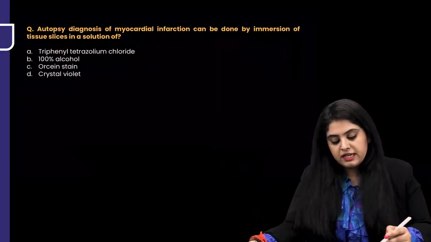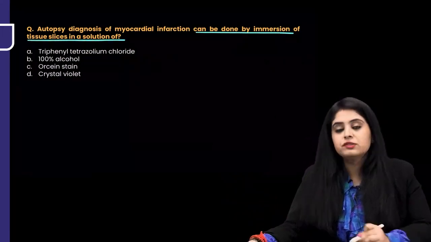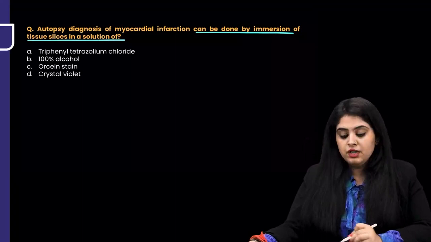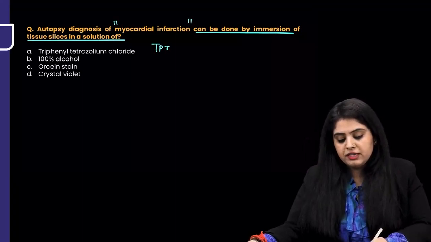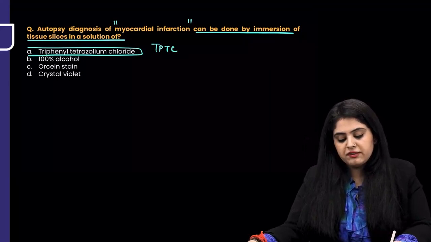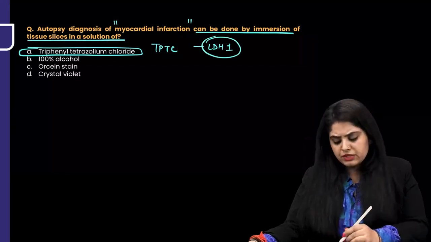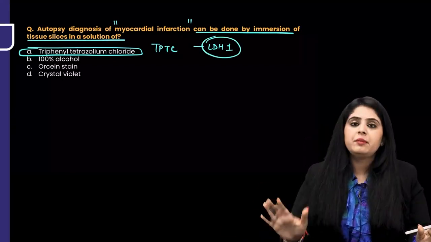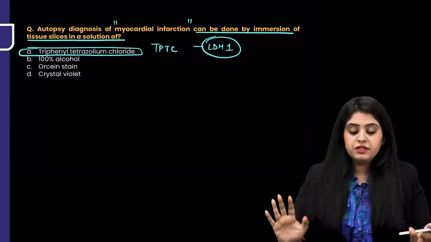There is an autopsy diagnosis of myocardial infarction that needs to be done by immersion of the tissue slices in a solution of what? So for MI, what is the gross stain that we have? I think everyone knows TTC. TTC is triphenyl tetrazolium chloride, and what does it stain? It stains LDH1. So this was a simple question, right? So this basically wraps up our MI. We've done the cardiac enzymes, the autopsy findings, we are sorted with it.